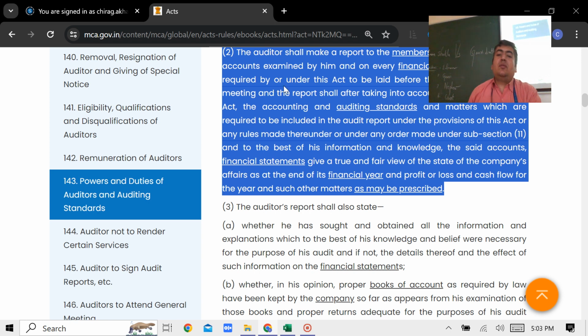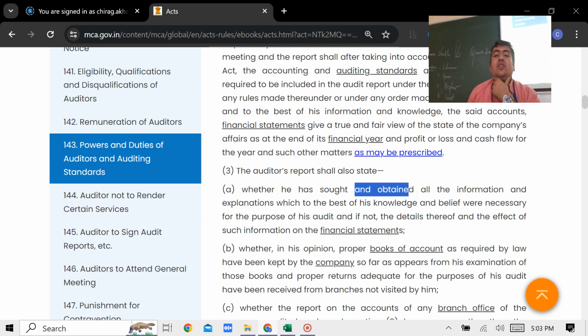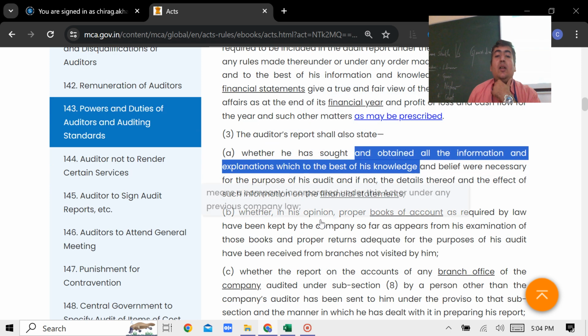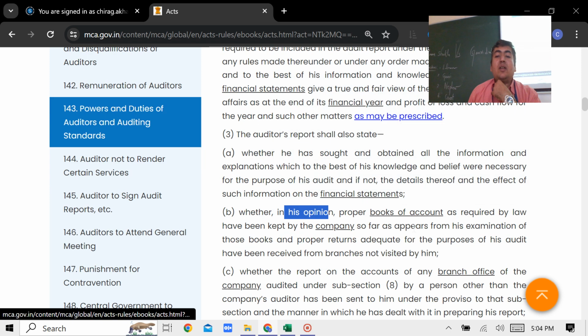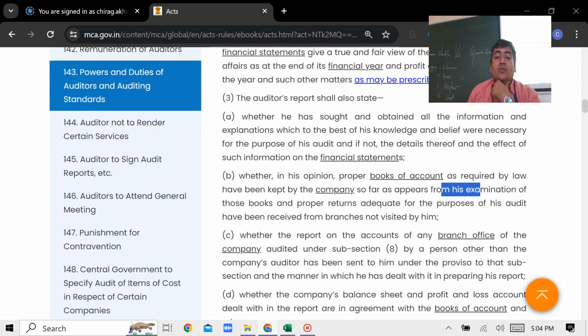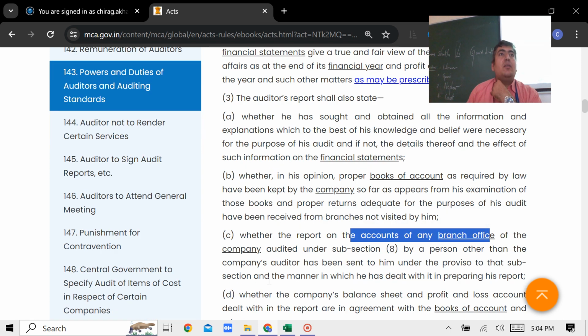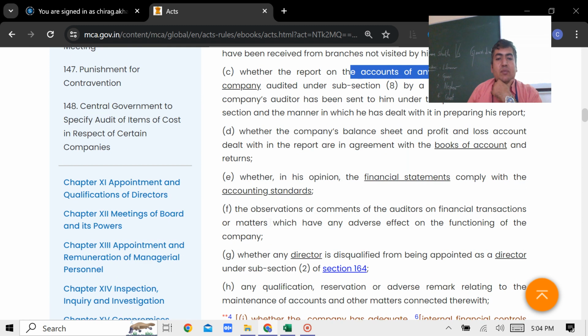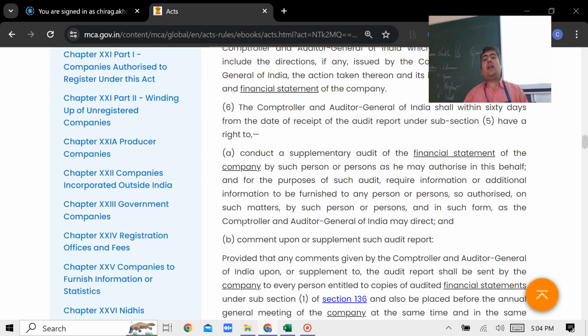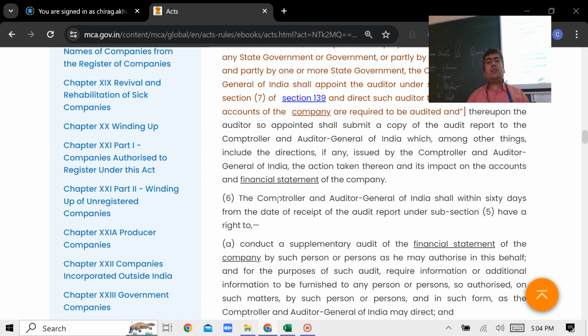You have to give the things like to the best of your knowledge. Have you obtained all the information or not? Whether according to your opinion proper books of accounts are made by the company or not, and have you examined proper or not? Have you examined the branch office things or not? Periodically the branch office has sent those returns or not? तो ये सारी बात है. एक काम करो बच्चा, now you directly come. Okay, I think subsection 6 मैंने पहले ही आपको पढ़ा दिया है अकाउंट्स के चैप्टर में, अगर आपको याद हो तो. CAG has the power to appoint auditor in government company.